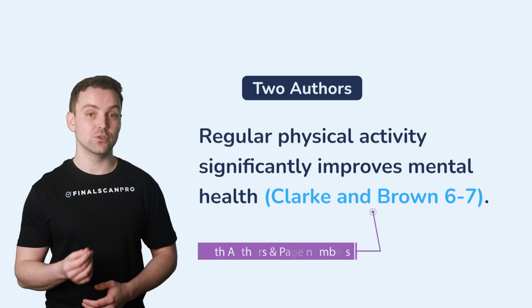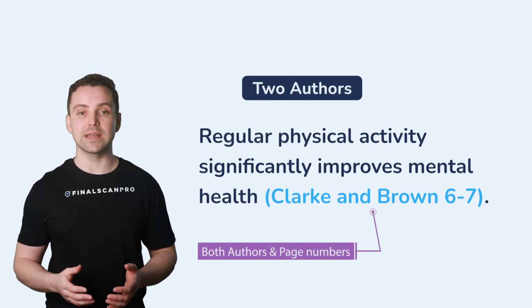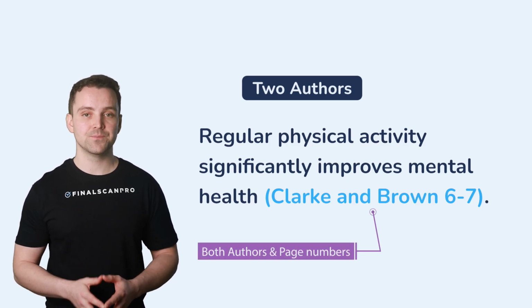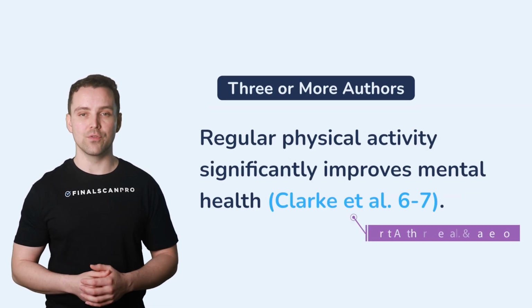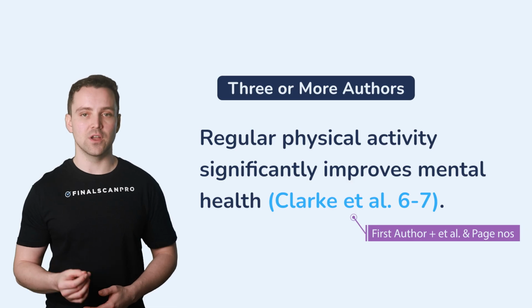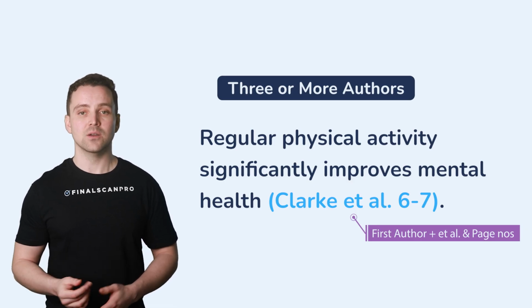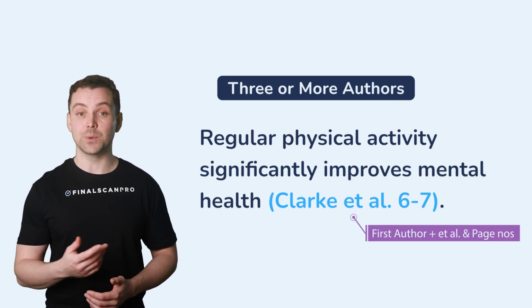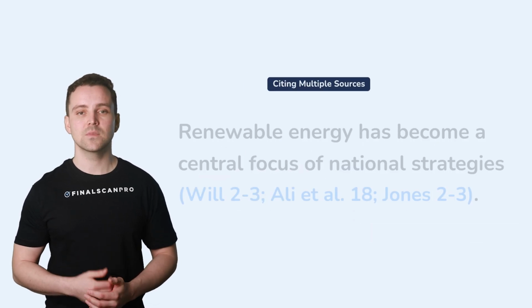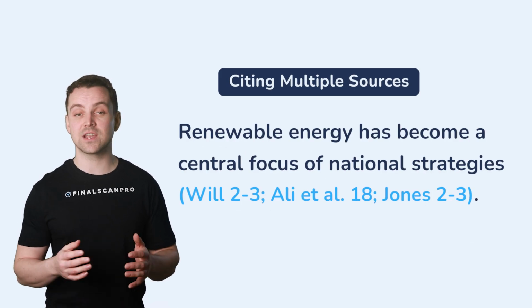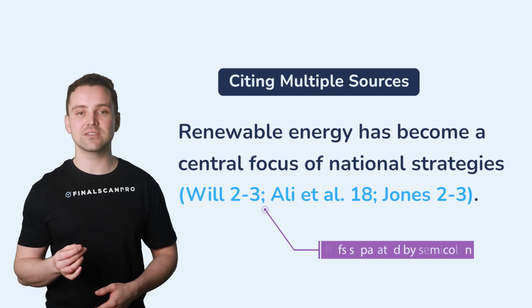If a source has two authors, include both surnames followed by the page numbers. For example, Clark and Brown 6 to 7. If the source has 3 or more authors, use the first author's surname followed by et al., which means and others. For example, Clark et al. 6 to 7.